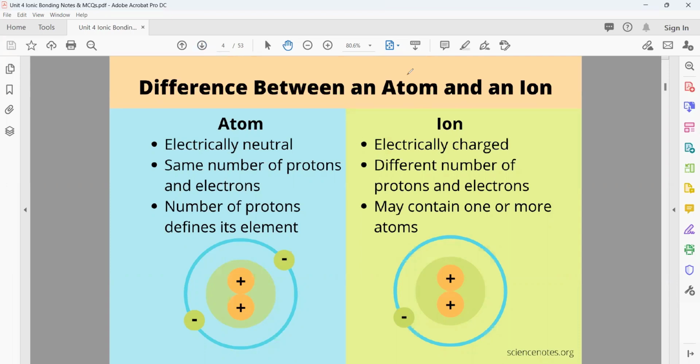Okay. Now, once again, in more detail, the difference between an atom and an ion. As I told you, an atom is electrically neutral, no charge on the atom, because if it is too positive, too negative, they cancel each other, charge is 0. Then the same number of protons and electrons. The number of protons defines its element, so which element this is depends on the number of protons. An ion is electrically charged, with a different number of protons and electrons, and may contain one or more atoms. So this is the difference between an ion and an atom.